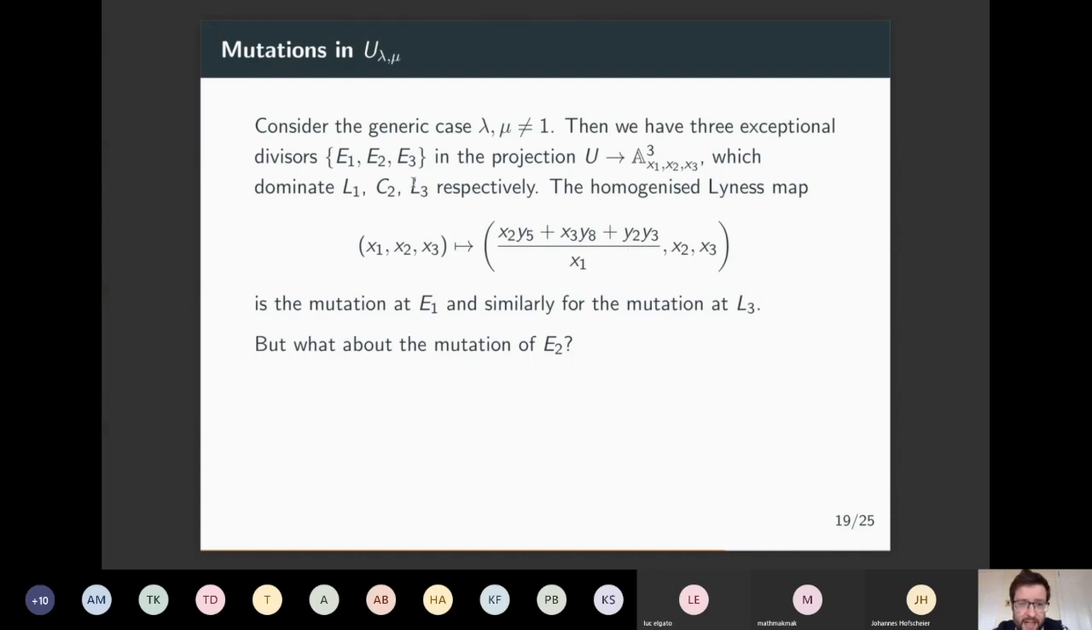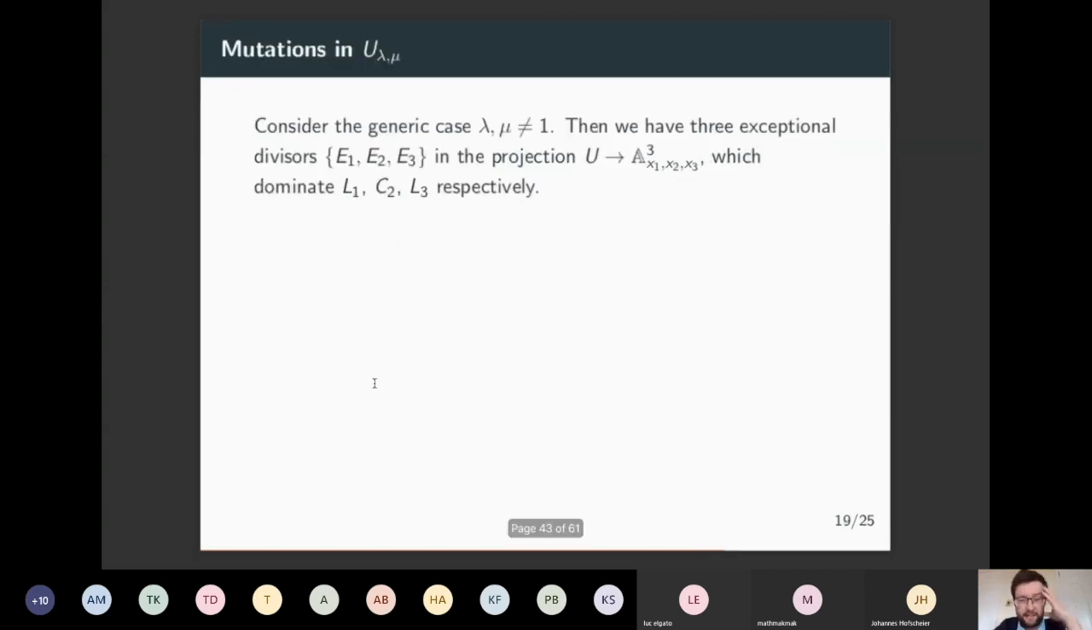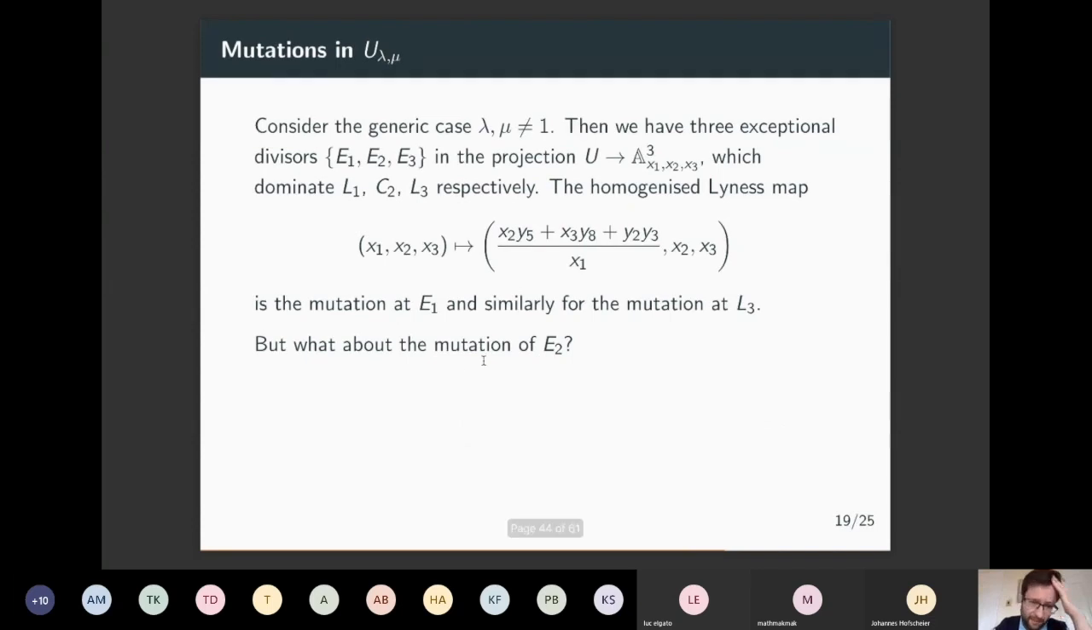That's basically what happens if I blow up L1 or L3. And you can show, if you take a configuration like this and you blow up the line and contract the divisor that passed through that line, then you end up with a picture that looks exactly the same. So I get these mutation maps for E1 and E3.